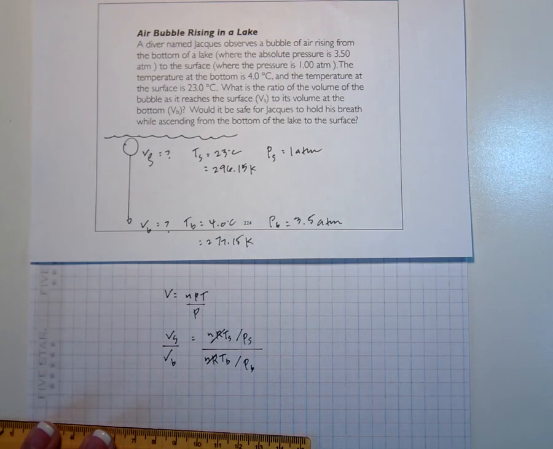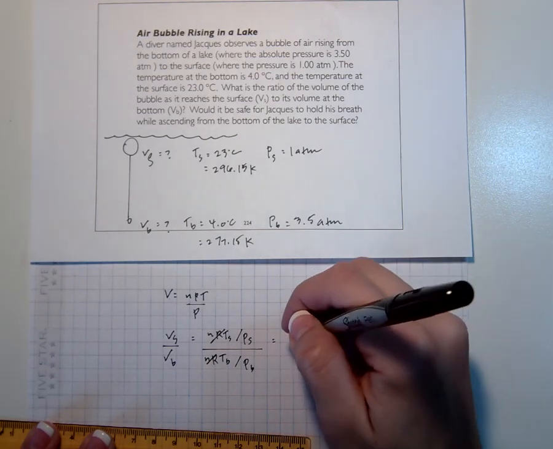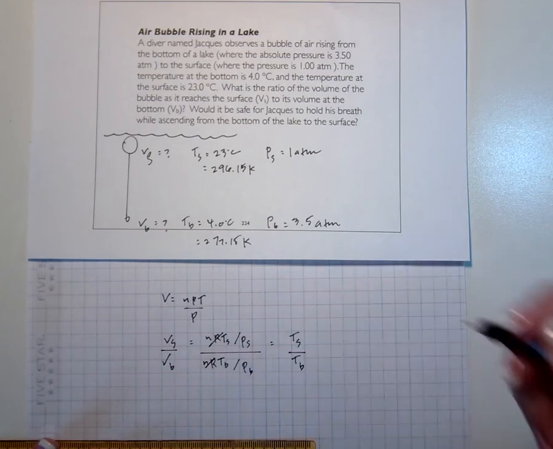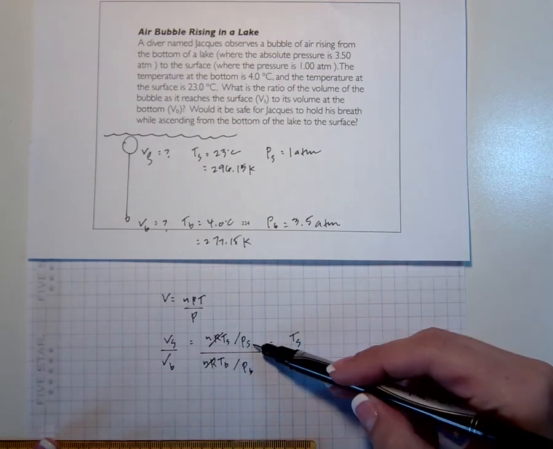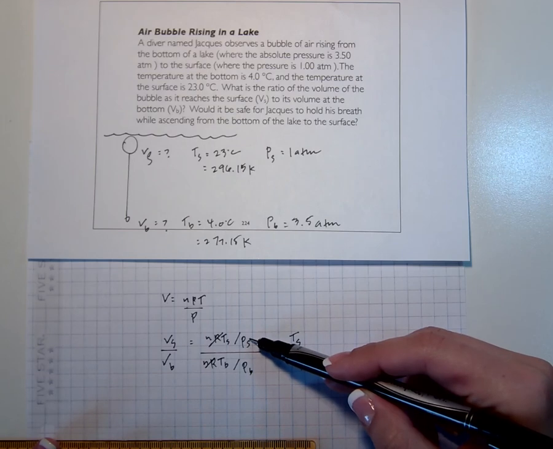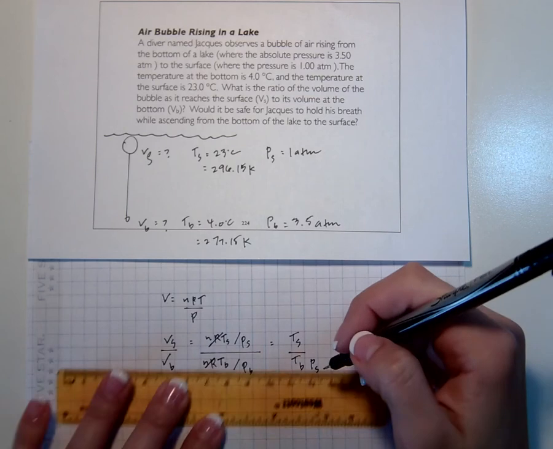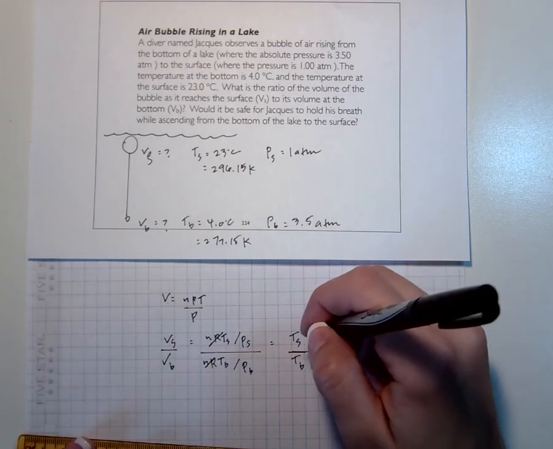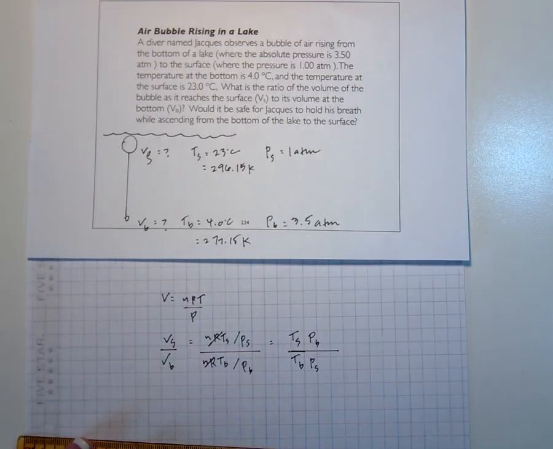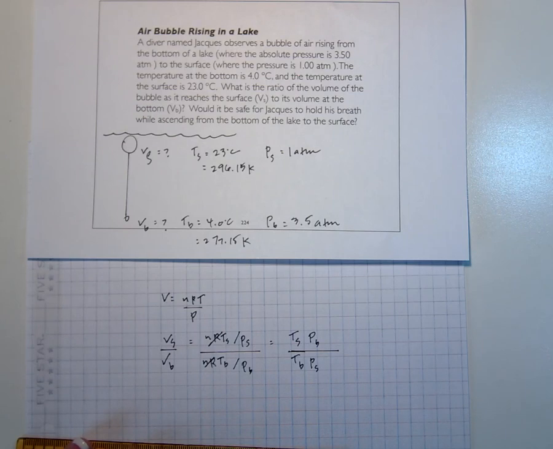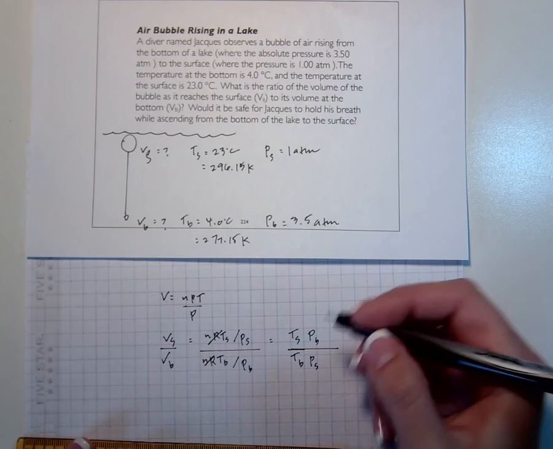N and R go away, and then we have in the numerator T surface, in the denominator T bottom, and then because the P surface is in the denominator here, you're going to have P surface in the bottom and P bottom in the top part of the fraction. So you have T surface times P bottom divided by T bottom times P surface. Just a little algebra there. And we know all of those things, right?